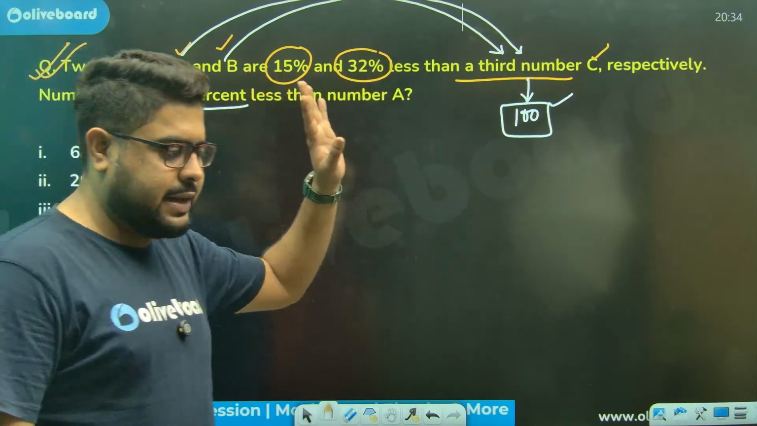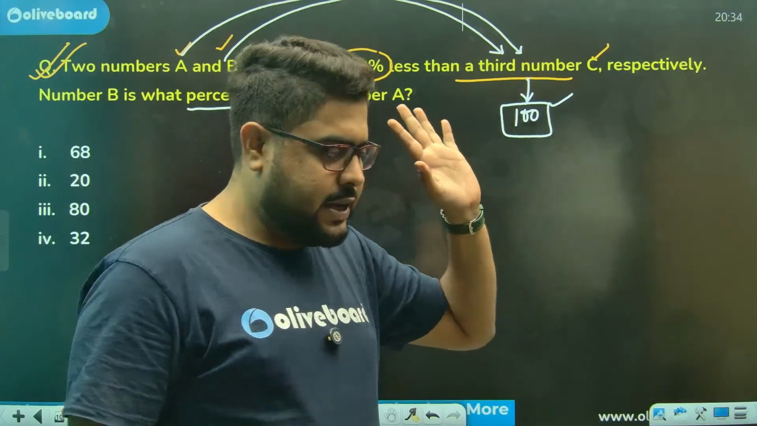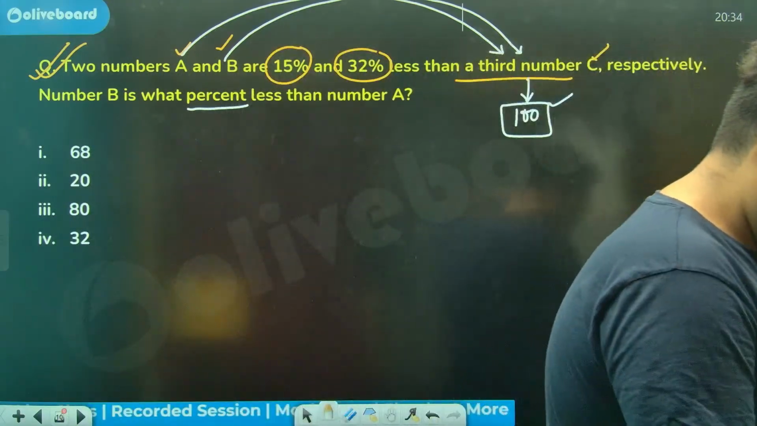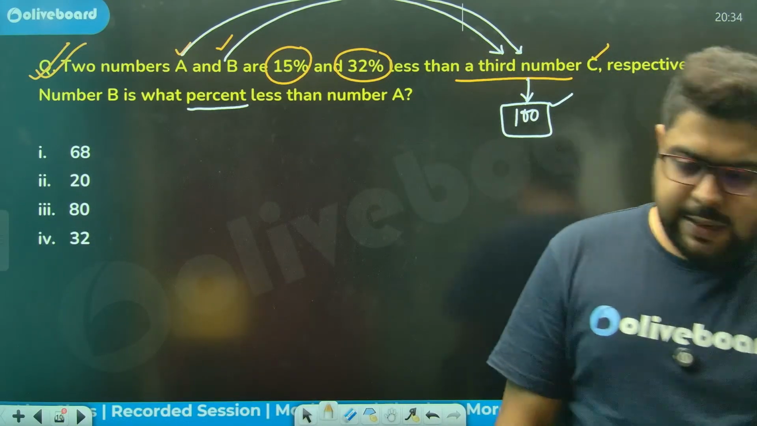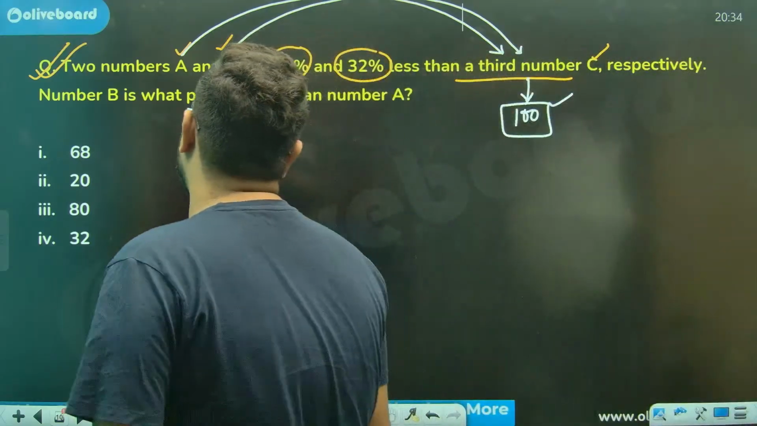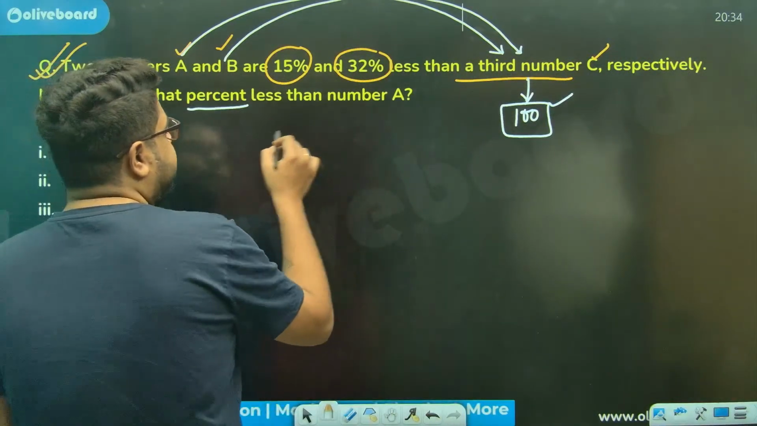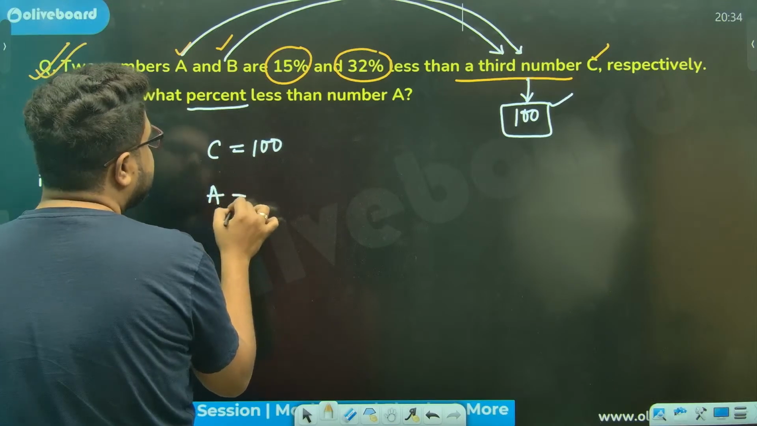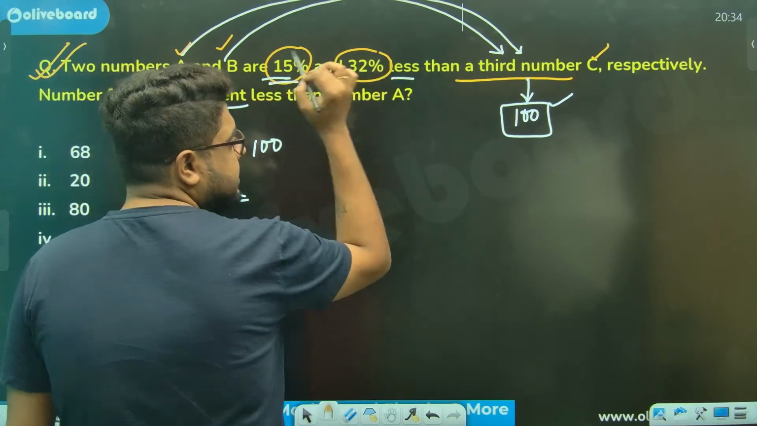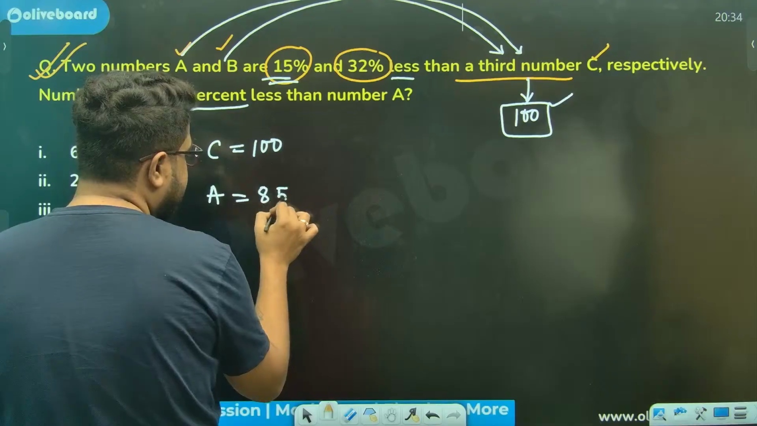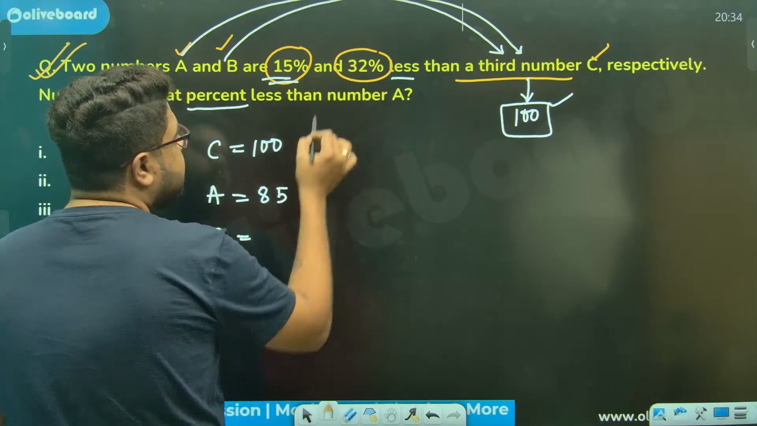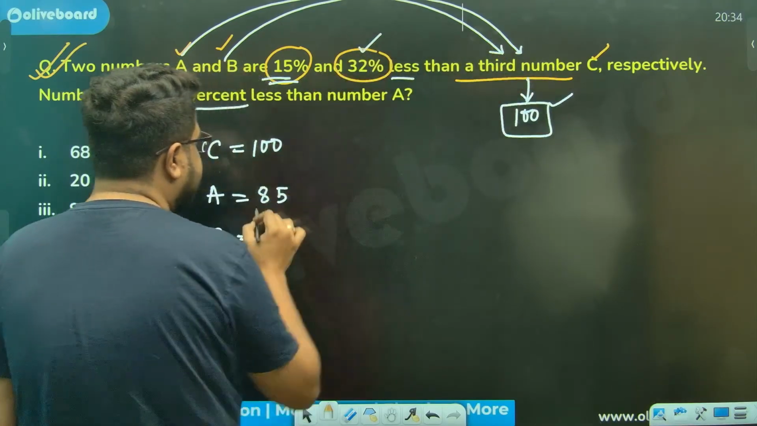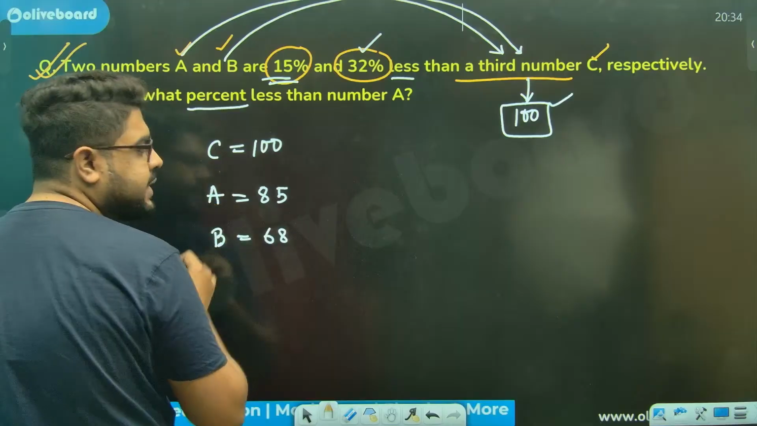No, like this X, Y, Z, anything is required? Nothing required, sir. Let's see. So what you will say? If C is 100, then A is how much? 15% less, meaning 85. B will be what? 32% less than 100, meaning 68.